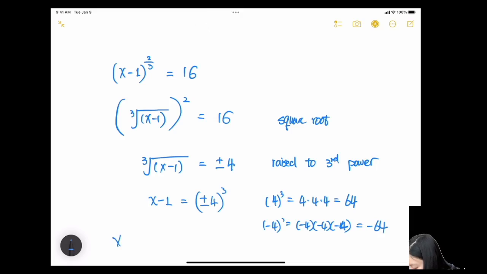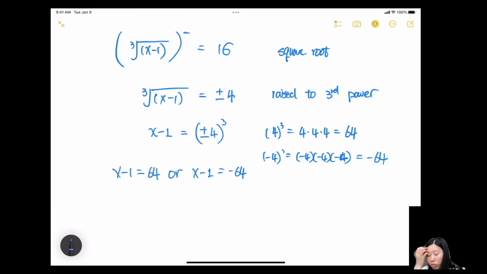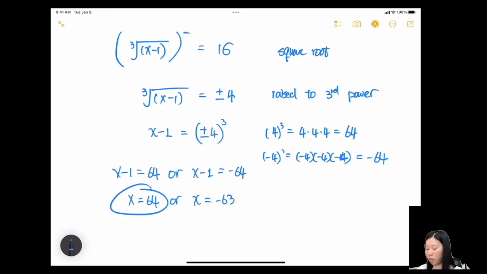So that means x minus 1 either equals positive 64 or x minus 1 equals negative 64. And then you add 1 on both sides. So I have x either equals 65 or x equals negative 63. And then you need to check the answer.